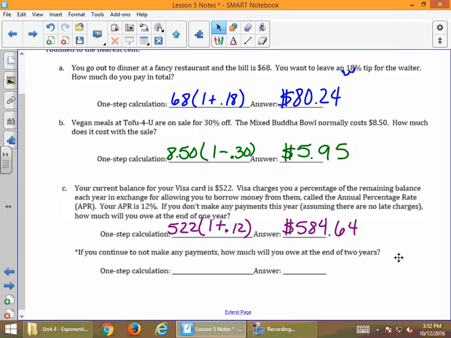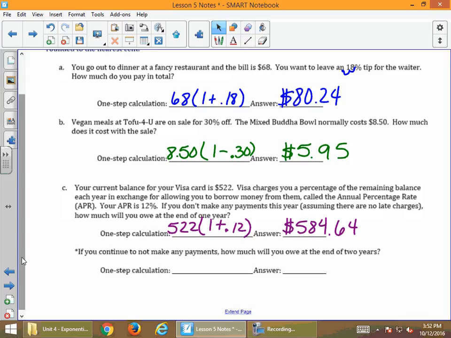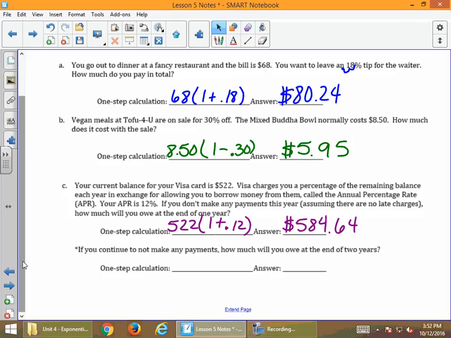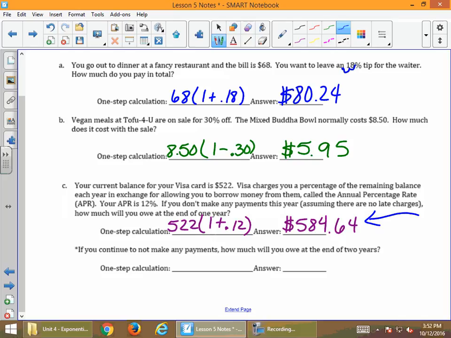So for the next one, it says if you continue to not make any payments, how much will you owe at the end of 2 years? So this amount right here was the amount after 1 year. So that would be your new initial amount. So you would say 584.64 times 1 plus 0.12. Plug that into your calculator, and you would get $654 and around 80 cents. Okay.